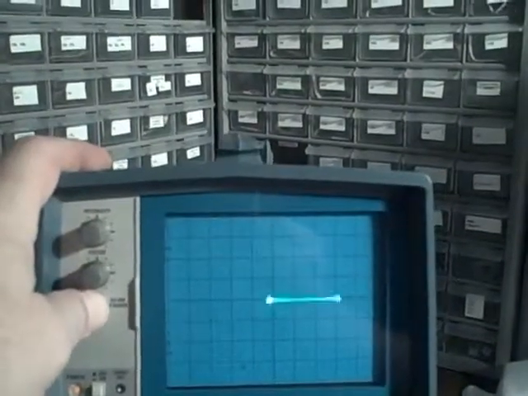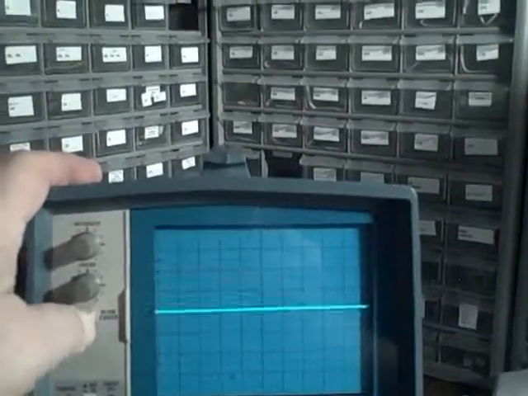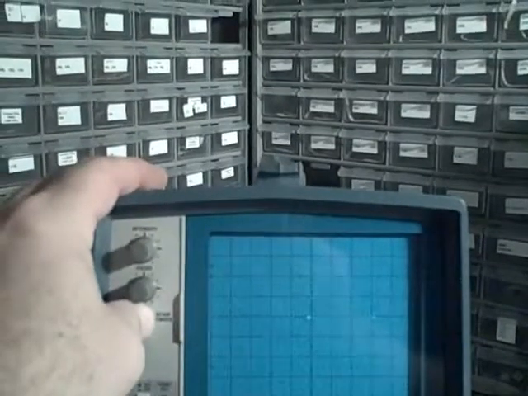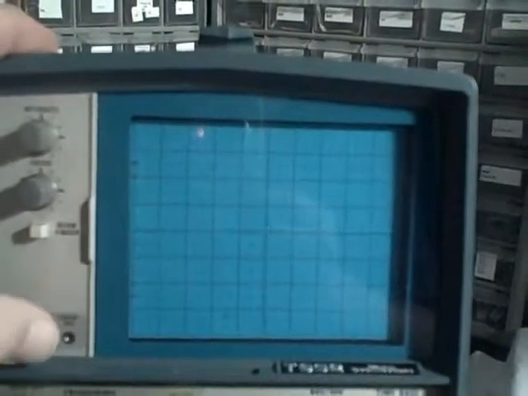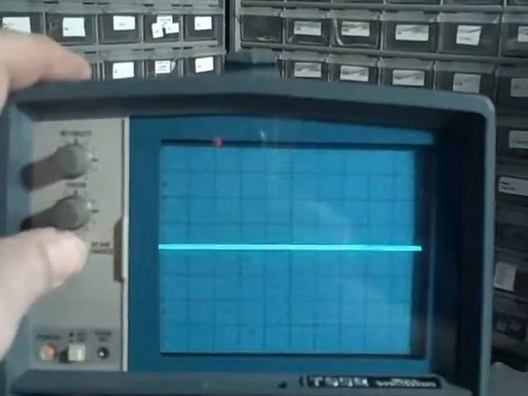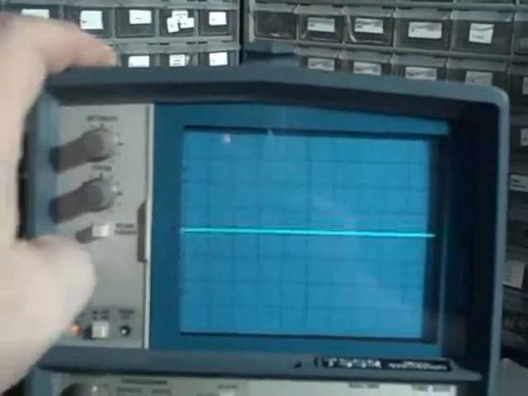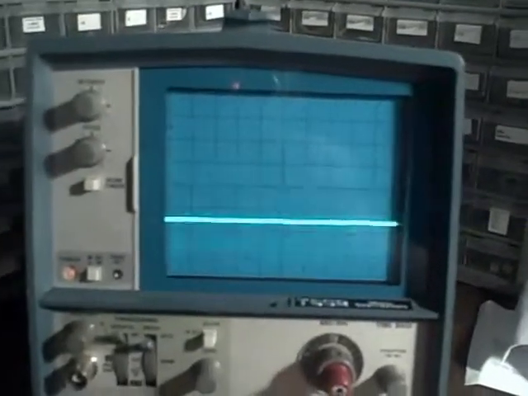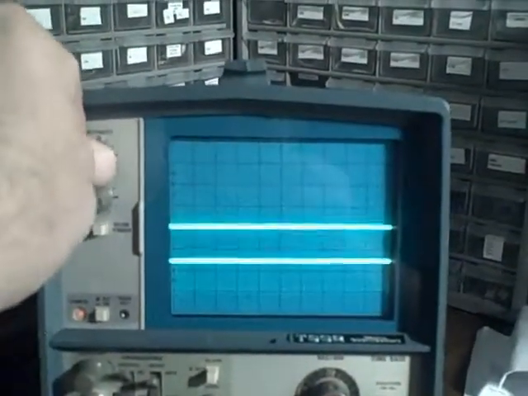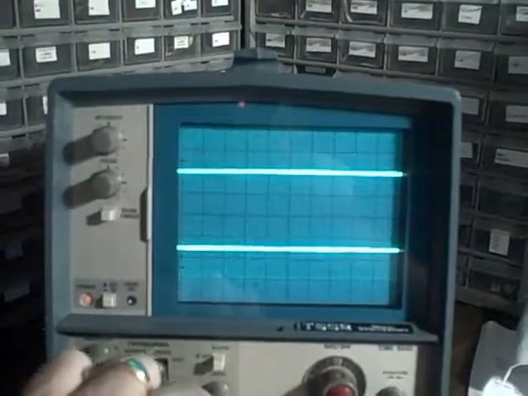There really isn't anything else to show you. I've got a beam finder on here. If I'm lost and I don't know if my trace is off the screen somewhere, left, right, up, or down, if I hit beam finder, it always comes back to the center. And I should be able to see it. I could turn the intensity up a little. It's easier to... Oops. Not meaning to turn it off. There's your beam finder. And channel 1, channel 2, dual trace setting in the middle. And that's it.